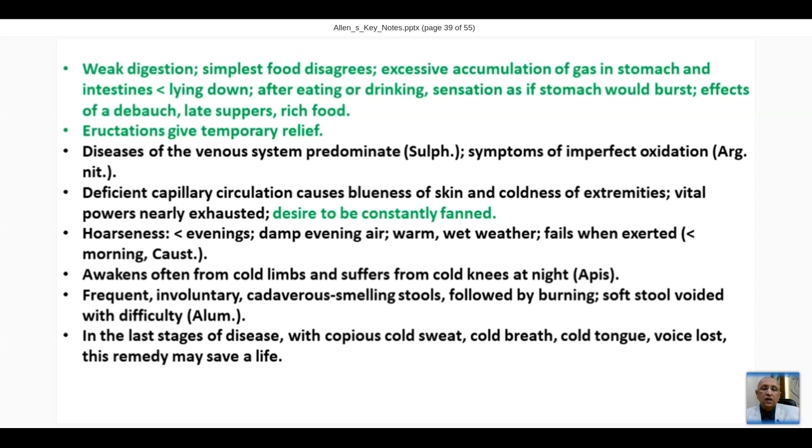There was weak digestion, simplest food disagrees, excessive accumulation of gas in the stomach and intestine, aggravated lying down after eating or drinking, sensation as if stomach would burst, effects of debauch, late suppers, and rich food. Late suppers means those who used to eat late in the night. Rich food, everyone knows. Eructations give temporary relief. Desires to be fanned every time. So these are the features with which I prescribed Carbo veg and the patient settled.